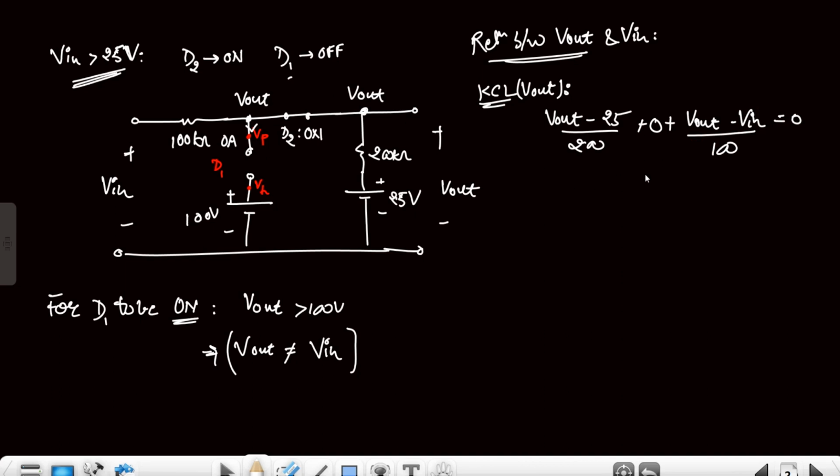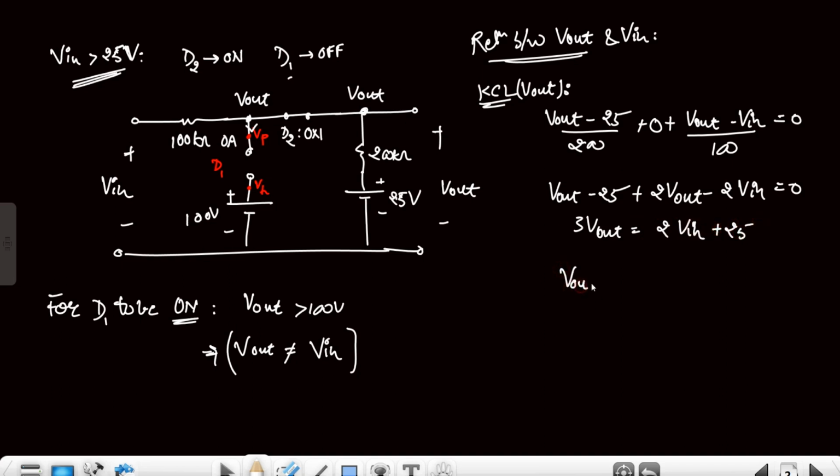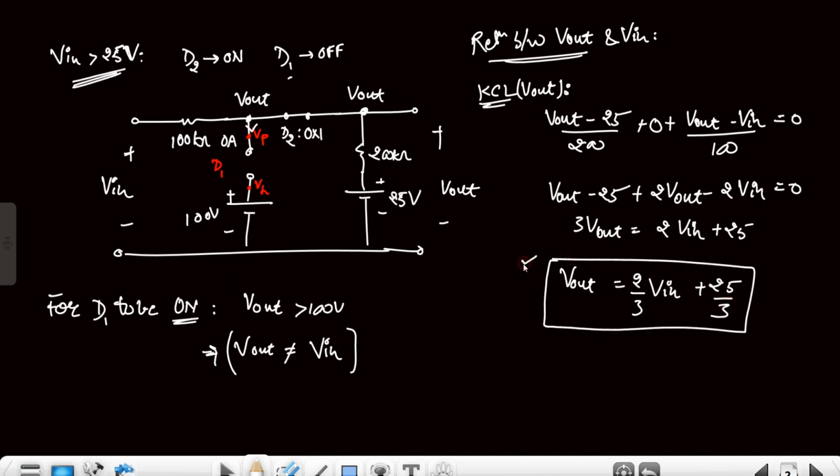So when we take the LCM, it will be Vout minus 25, and simply 2 gets multiplied here, so 2 Vout minus 2 Vin equals 0. So it will be 3 Vout equals 2 Vin plus 25. So Vout equals 2 by 3 Vin plus 25 by 3. This is the relation between output voltage and input voltage.